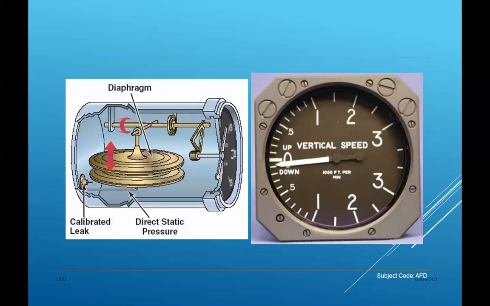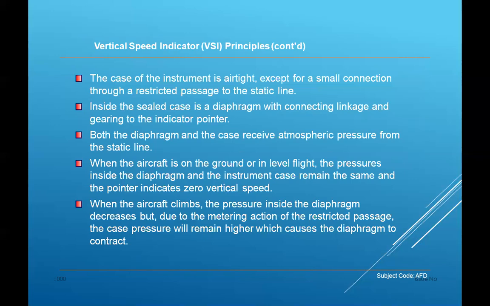This is the diagram of that vertical speed indicator. The case of the instrument is airtight except for a small connection through a restricted passage to the static line. Inside the sealed case is a diaphragm with the connecting linkage and gearing to the indicator pointer. Both the diaphragm and the case receive atmospheric pressure from the static line. When the aircraft is on the ground or in level flight, the pressure inside the diaphragm and the instrument case remain the same and the pointer indicates 0 vertical speed.